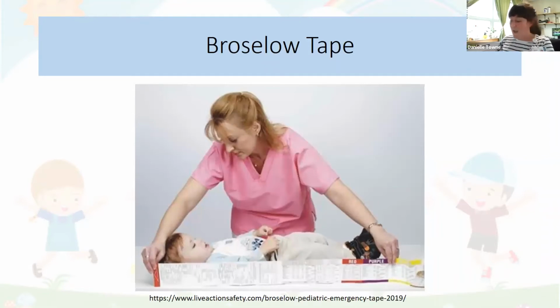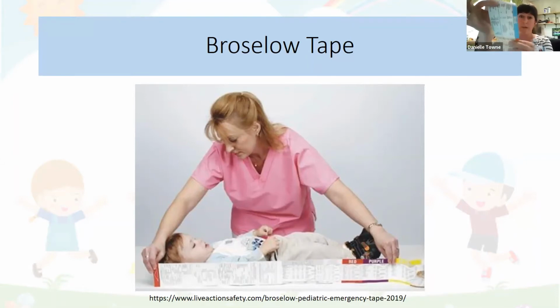So Broslow tape, I'm sure everybody's familiar with it. It's a pediatric emergency tape, helps you to determine the weight of your patient based off of their height. So you can see here in the picture, you're going to take that tape and lay it next to the child, and you want to measure it up. You measure from this end, hold that to the top of their head, and then measure down to their feet. Wherever their heels hit on the tape is your estimated weight.